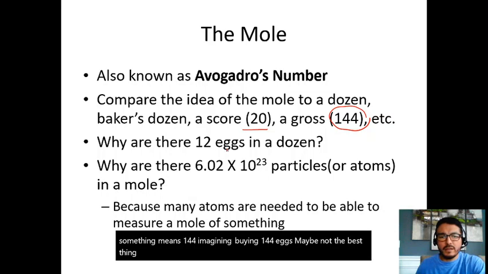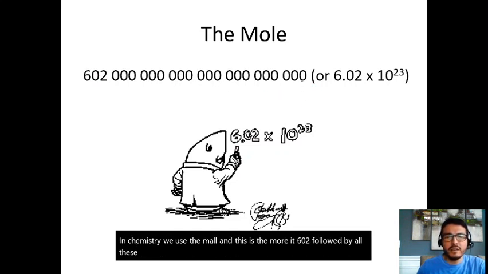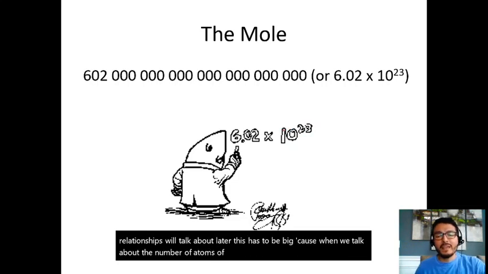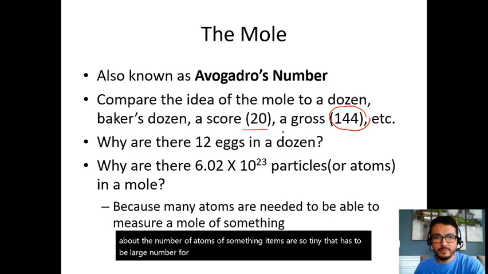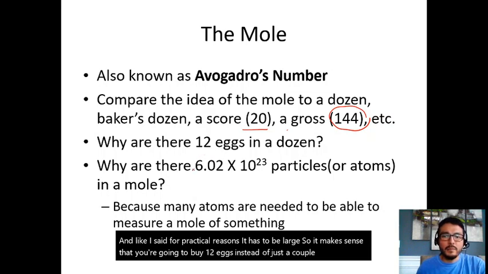So in chemistry, we use the mole, and this is the mole. It's 602 followed by all of these zeros, 21 zeros after that, or 6.02 times 10 to the 23. That's a big number. Now, for practical reasons and for mathematical reasons and the relationships we'll talk about later, this has to be big, because when we talk about the number of atoms of something, atoms are so tiny that it has to be a large number for it to be tangible, right? This is known as Avogadro's number, and like I say, for practical reasons, it has to be large. So it makes sense that you're going to buy 12 eggs instead of just a couple of eggs. Right, so atoms are so small, we need a large number.